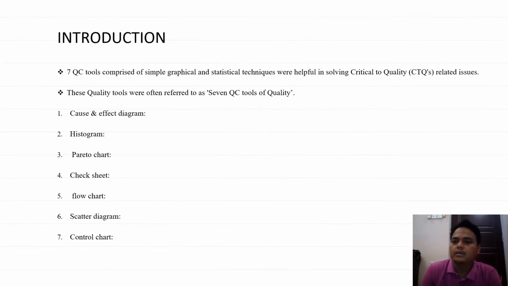Next. First, introduction. 7 QC tools comprised of simple graphical and statistical techniques were helpful in solving critical to quality (CTQ) related issues. These quality tools were often referred to as 7 QC tools of quality. First, cause and effect diagram. Second, histogram. Third, Pareto chart. Fourth, check sheet. Fifth, flow chart. Sixth is scatter diagram, and lastly is control chart.